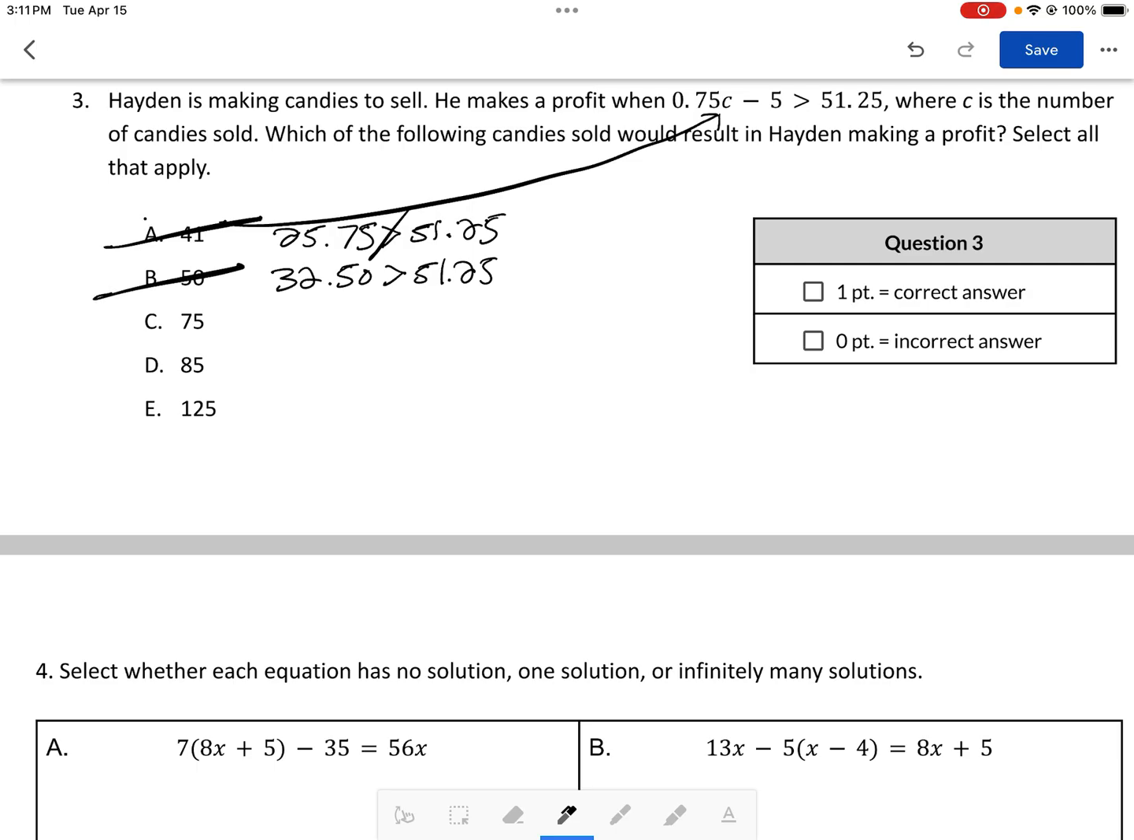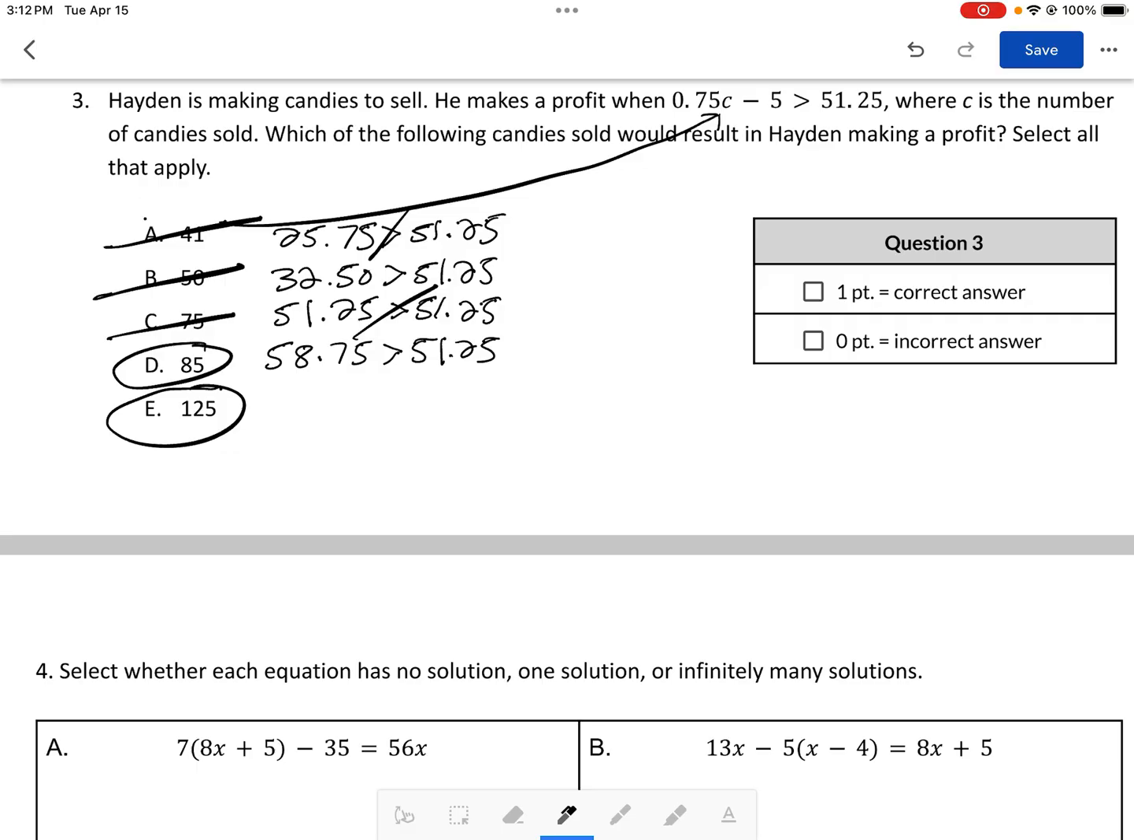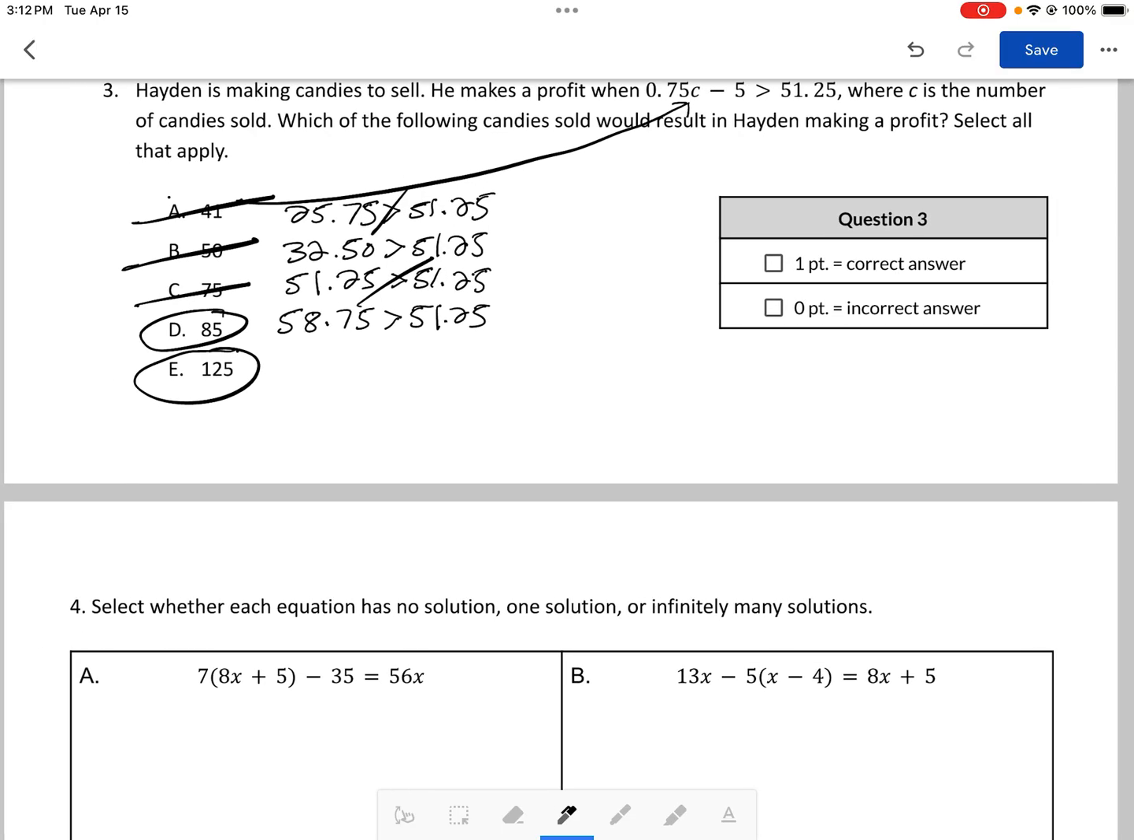C, 0.75 times 75 minus 5 is 51.25. Is 51.25 greater than 51.25? That is not true. They're the same, so C will not work. 0.75 times 85 minus 5 is 58.75, which is greater than 51.25, and that is true. So D will work, and then logically 125 is bigger than 85, so E will also work. So D and E are the correct answers for number 3.